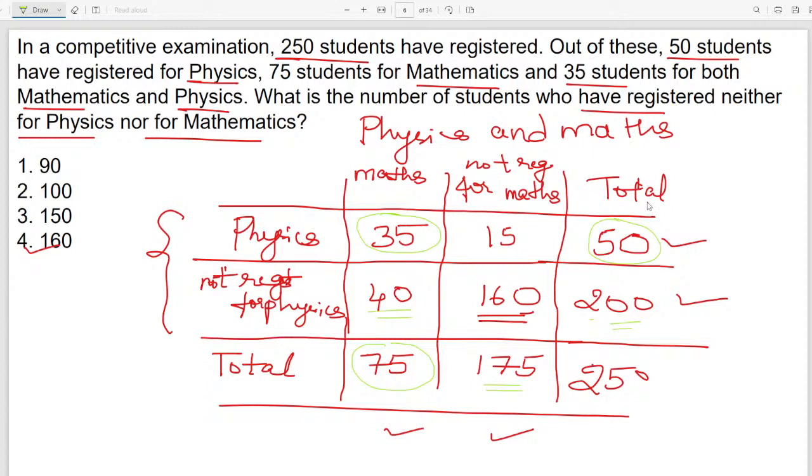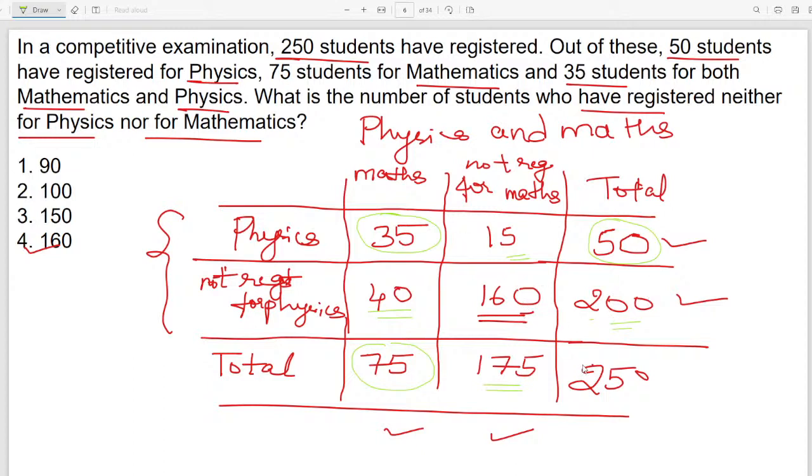And here, the total students who have registered for physics is 50. Out of that, the people who have registered for maths and physics is 35. The remaining is 15. And here I have written 175. So 15 have registered for physics only. The remaining who have not registered for physics is 160.